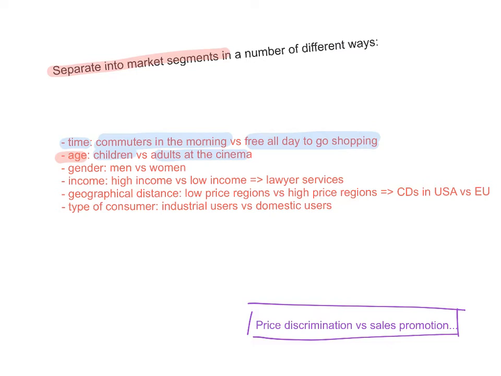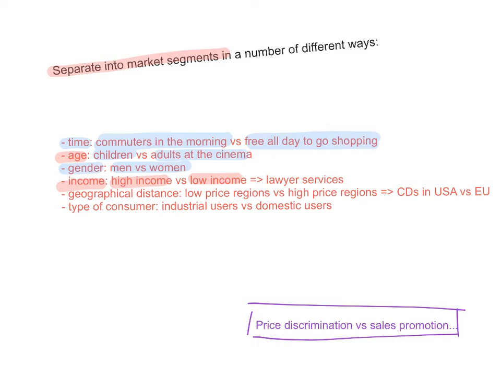A third way is gender. So charge a different price for men versus women. I can't really think of an example off the top of my head, but it does exist. Income. Charge a different price for high-income consumers compared to low-income consumers. A lot of lawyers and doctors practice this way of separating their markets into market segments. So the wealthy clients pay a higher fee, and then they do a lot of free or pro bono work for the lower income, poorer clients.